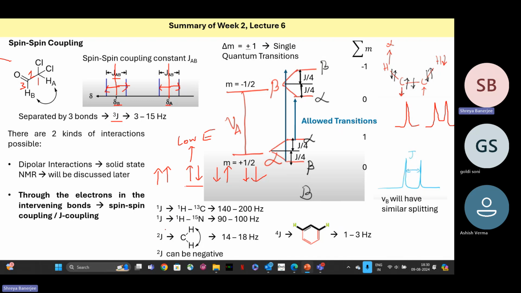A 2J coupling is when, suppose you have carbon with two hydrogens. These are called geminal hydrogens, and they are separated by two bonds. This kind of coupling is called a 2-bond coupling or 2J coupling. And the weakest coupling is the 4-bond coupling or 4J coupling. It's also called meta coupling because it occurs between hydrogens which are at meta positions on the aromatic ring. So here they are separated by 4 bonds.